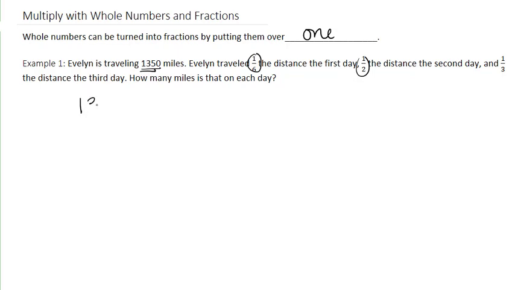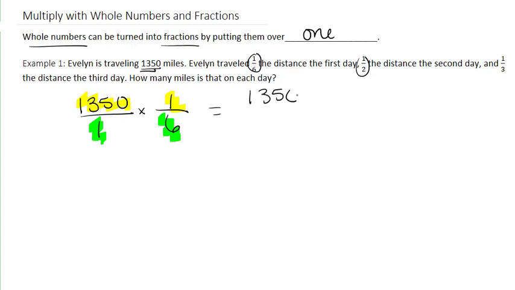So we have 1,350, and we're going to multiply it by 1/6. Now remember, we can turn whole numbers into fractions by putting them over 1. So now we have a multiplication problem where we multiply this number by that number and this number by that number. So now we just get 1,350 over 6. So let's go ahead and divide that out, as we could probably reduce this, as this is probably a multiple of 6. So 6 can go into 1,350 how many times?